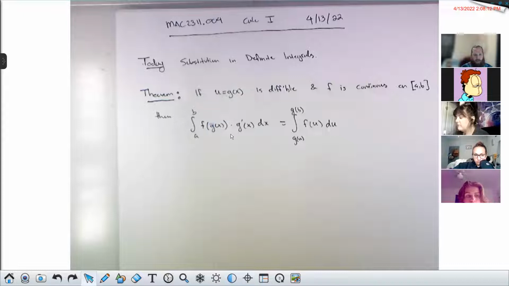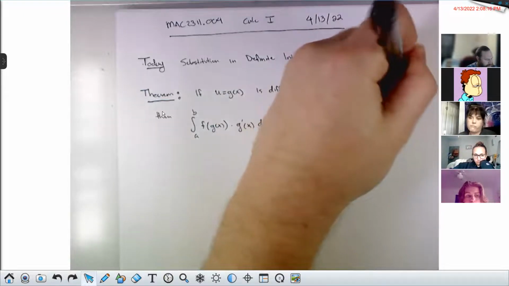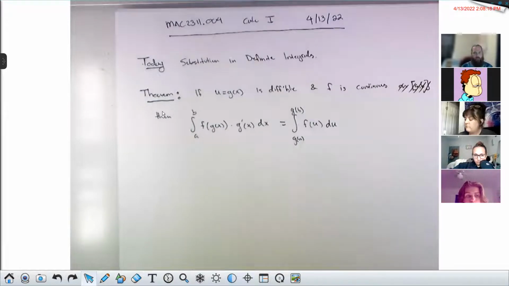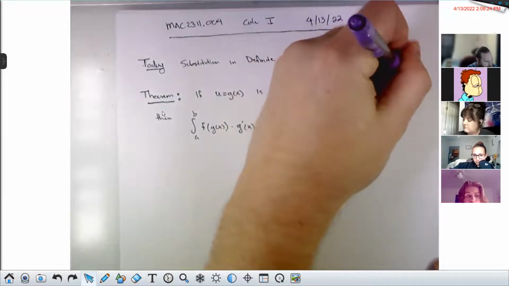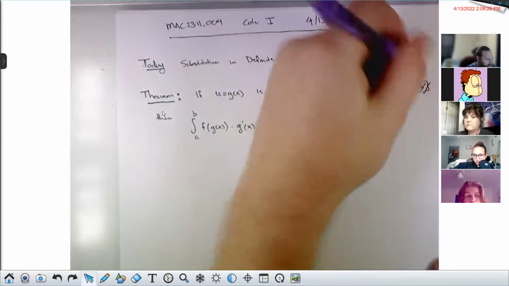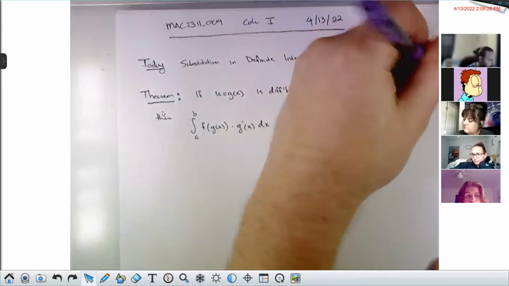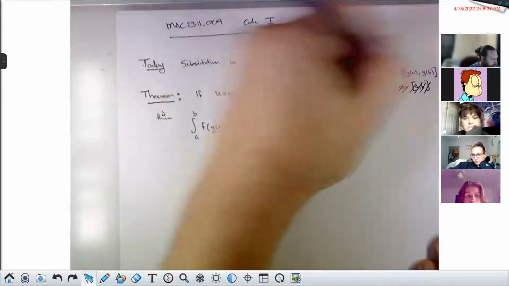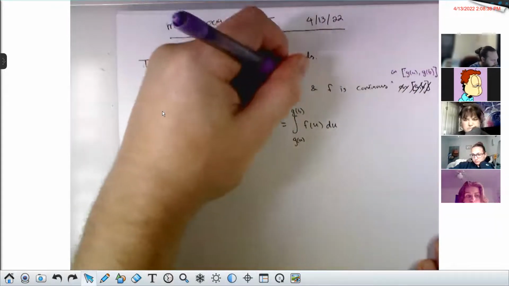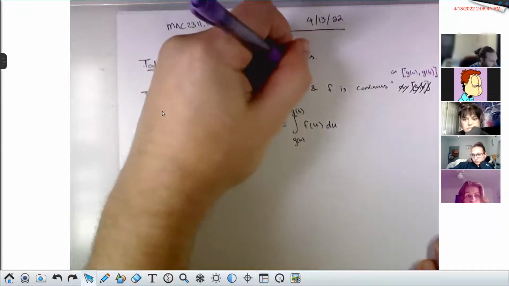And I suppose it should be continuous from g of a to g of b. Let me just say f is continuous. If you want the details there, it's on the interval g of a to g of b that the continuity of f is important. And again, if you want the details for g, it would have to be differentiable on the open interval from a to b.